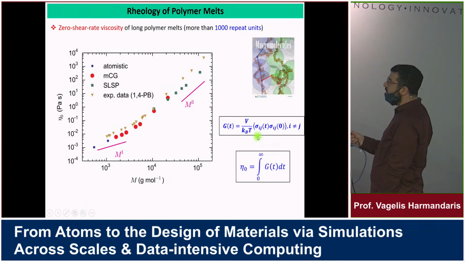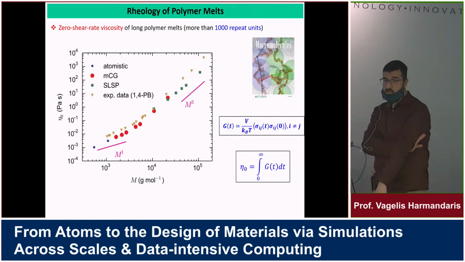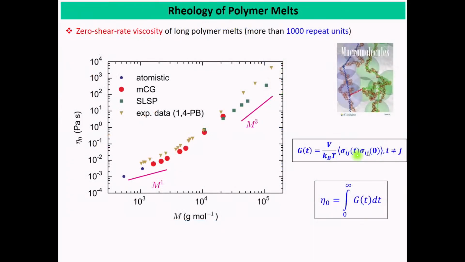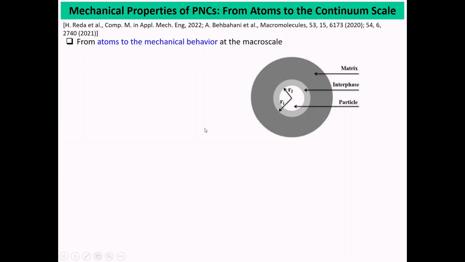The sigma that you see here of Ij are just the stresses. So we have a stress correlation function. The stresses can be calculated directly from the configurations that we have seen before. And from that you see also that the agreement with experimental data is very good. And not only that, I think this is one of the last examples.